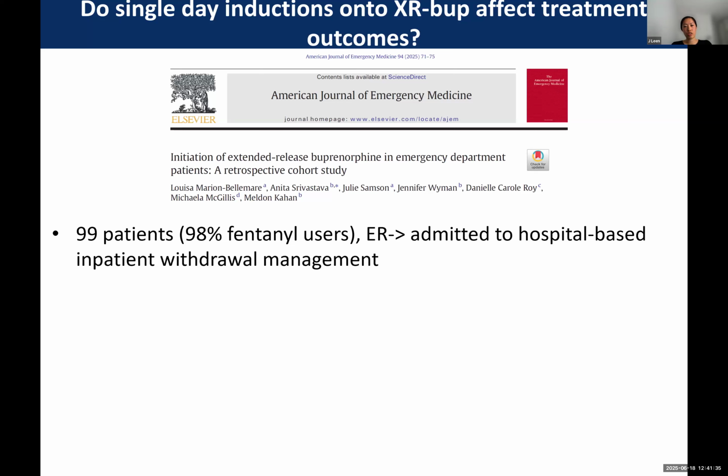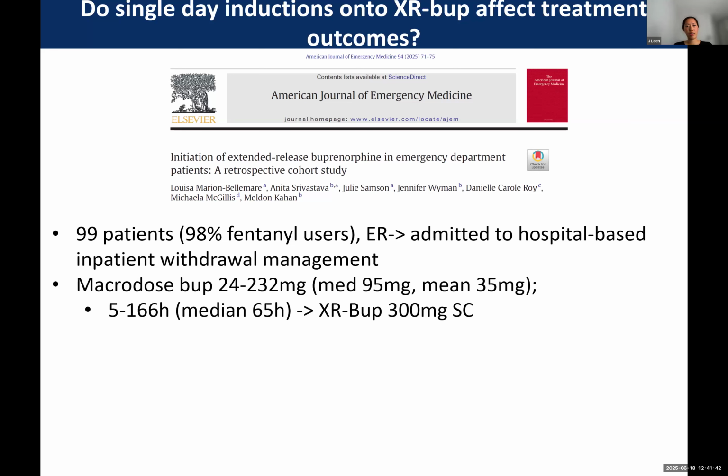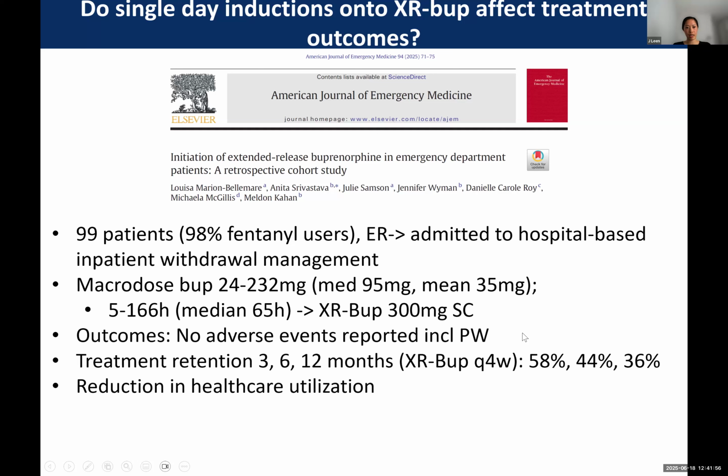So these patients presented in the emerge and were admitted to an inpatient withdrawal management. And they were given sublingual buprenorphine first, as usual, a mean dose of 35 milligrams, and then a median of maybe 2.5 days onto Sublocade. And no adverse events were reported, including precipitated withdrawal, which is quite exciting for this patient population.